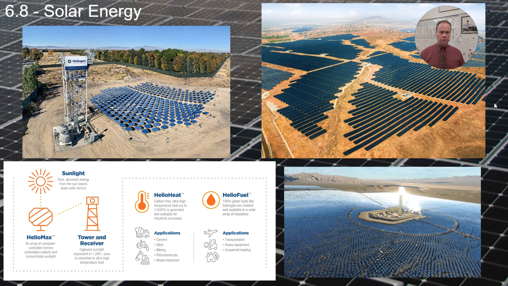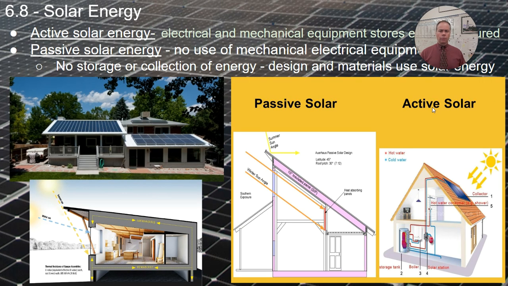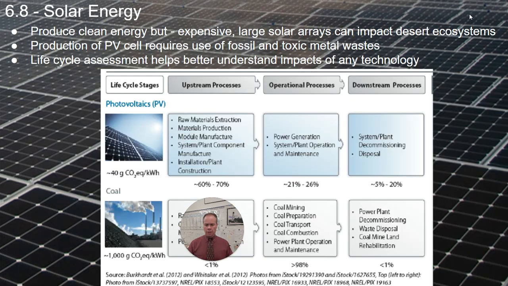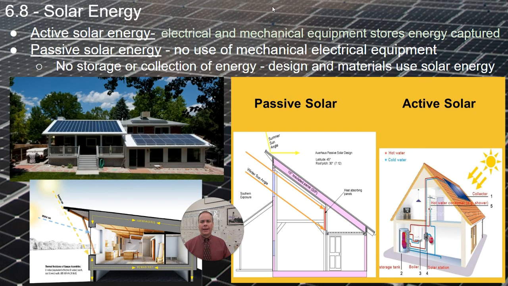So there's a couple of terms. There's another method of using the sun that's called passive solar energy. What we've been talking about thus far is active solar energy. Active solar energy uses some sort of electrical or mechanical equipment to generate and store energy. So solar panels, PV panels, are active solar.